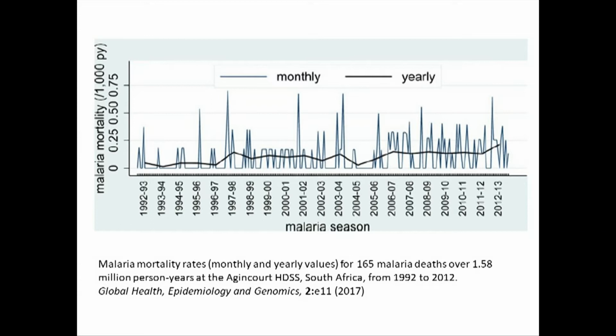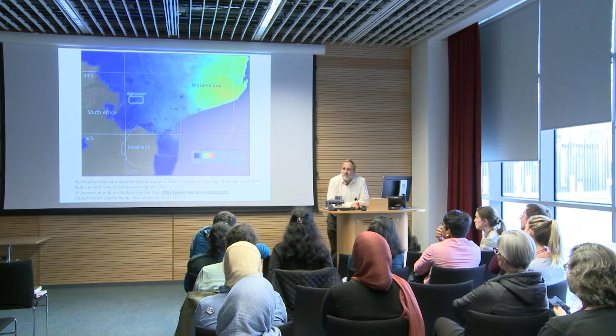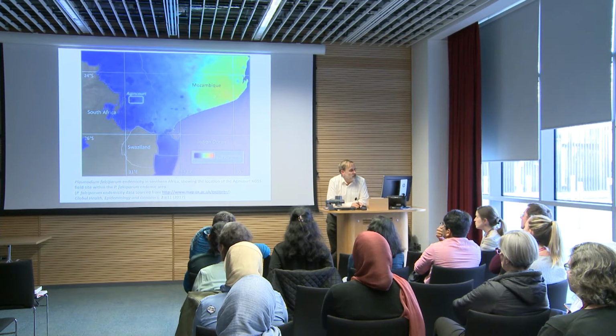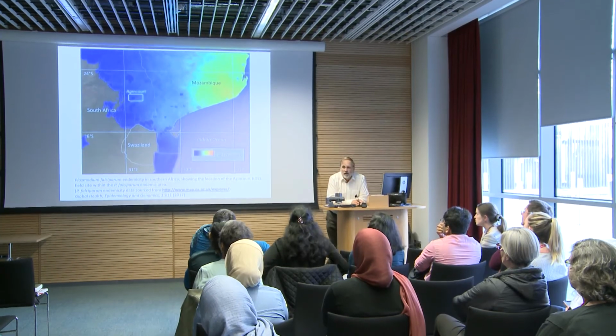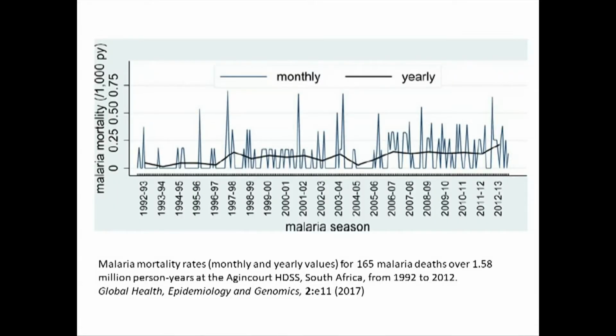So it's very low transmission. It's actually kind of off the radar, really, as far as a lot of serious malariologists would go. And you can see this orangey stuff around towards Maputo and along the Mozambican coast and so on, a different order of magnitude of transmission.